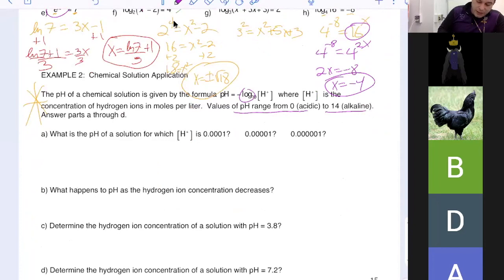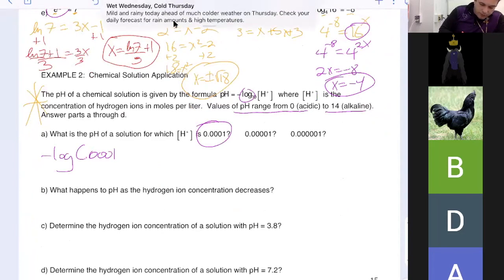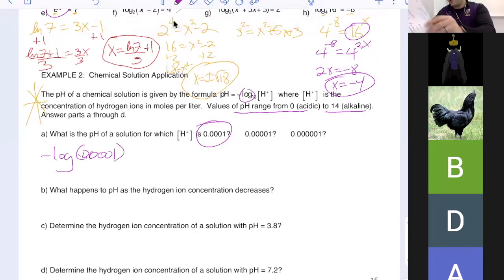So they're basically telling us, put this in your calculator. And when you put that in your calculator, and there's going to be a little trick to this you guys will figure out, you get 4. This means that it has a pH of 4, which is not acidic, but leaning towards acidic.